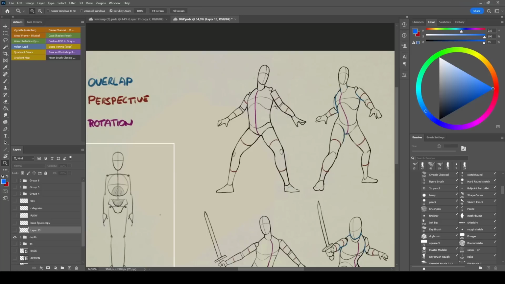On the left, we can see an example of a pose that, in my opinion, is fairly flawed. We have all of the separate elements that are just kind of isolated from each other.